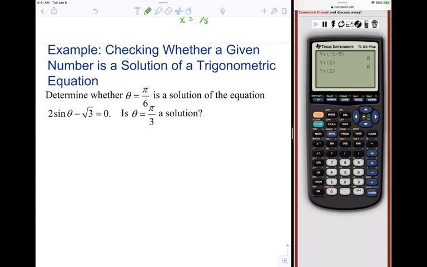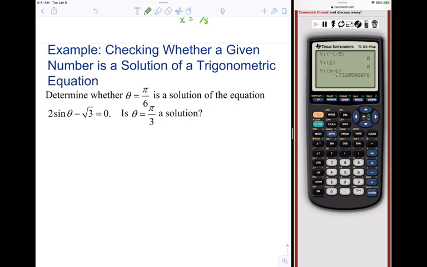So now, what's the x for the first one? The first theta? I'm going to just type pi over 6. And what result are we anticipating? If pi over 6 is a solution, what result should we get? We should get 0. We do not get 0. So what can we say about pi over 6? Is that a solution, yes or no? It's not a solution. So the first one we would say no.